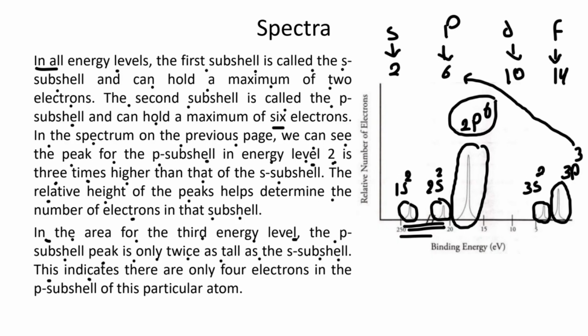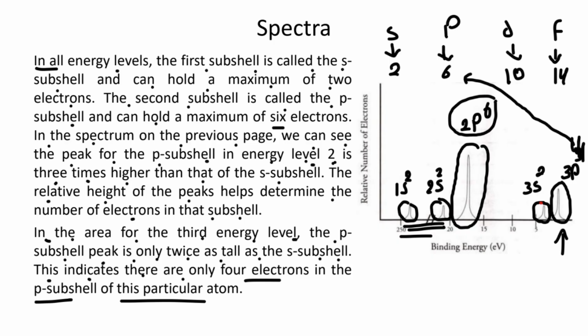This indicates there are only 4 electrons in the P subshell of the particular atom. Now, here we assume that it is 2 electrons, but it is actually 4 electrons. And how did we find that it is 4 electrons? You are going to use a ruler for this purpose, okay?